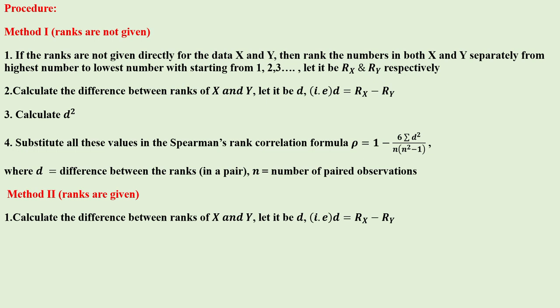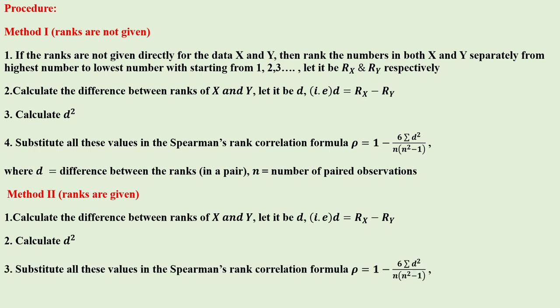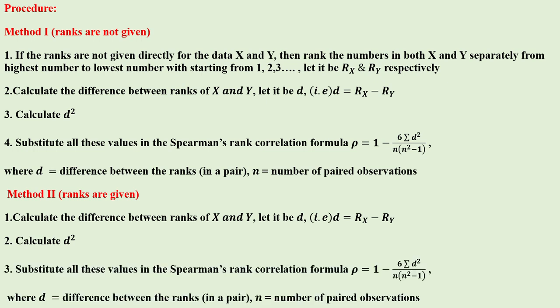In the first case there is no rank, so you have to find the rank and then find d. Here the ranks are given, so directly you can find d square and substitute in the formula. Right? So next method, repeated rank.